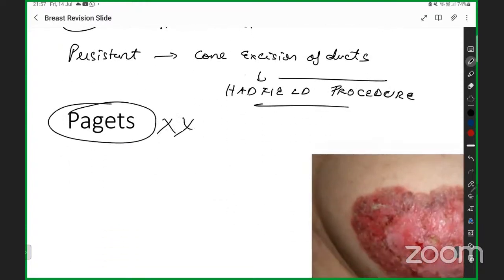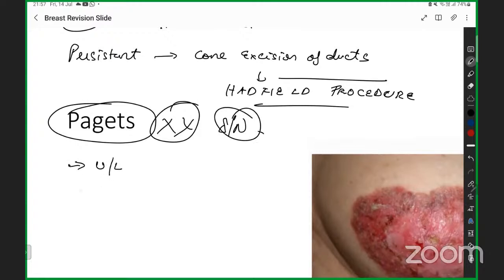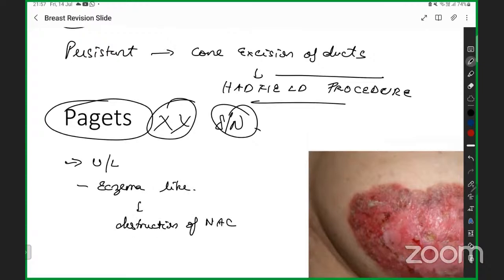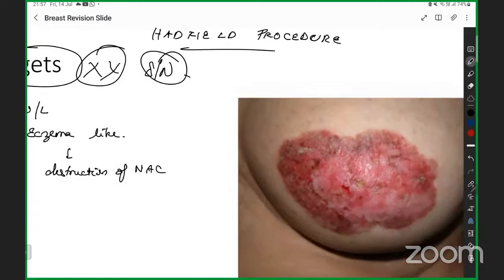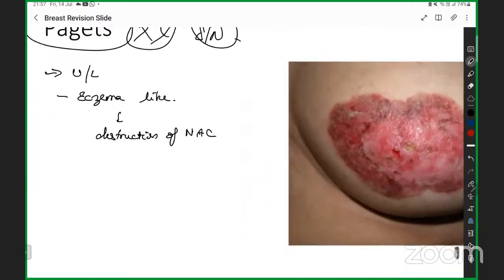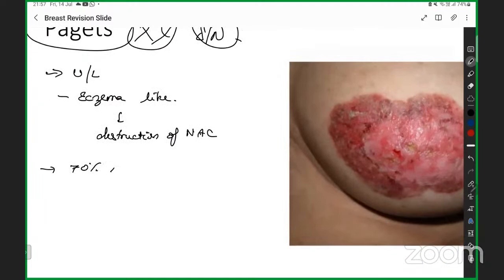Now coming to Paget's disease, very, very important, asked as a short note question in your university exam. What is Paget's disease? It is a unilateral disease. There is an eczema-like condition due to complete destruction of the nipple areolar complex. 70% have an underlying lump. Remember, 70% will have an underlying lump sometime in their life.